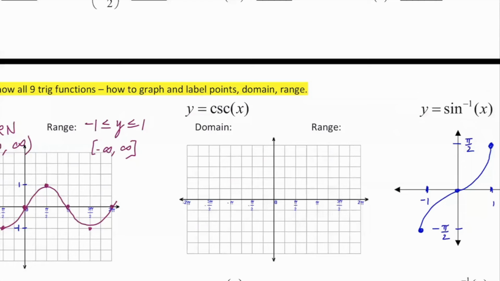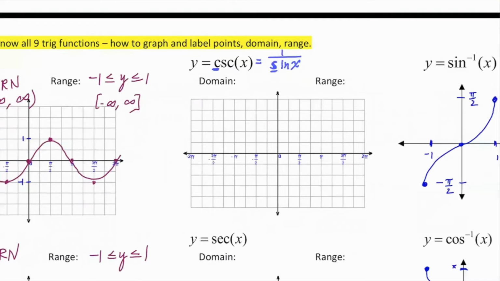Okay, so now let's graph the reciprocal trig functions, starting with cosecant. Cosecant starts with c. If you watched the previous video, you'll understand what I'm talking about here. Cosecant starts with c, and that means it's a reciprocal of the function that starts with s, which is sine.